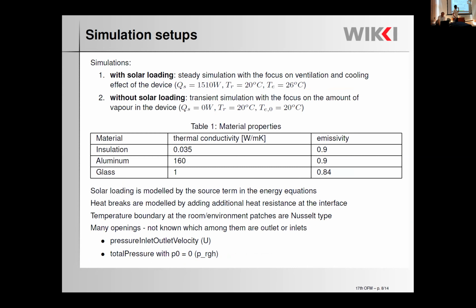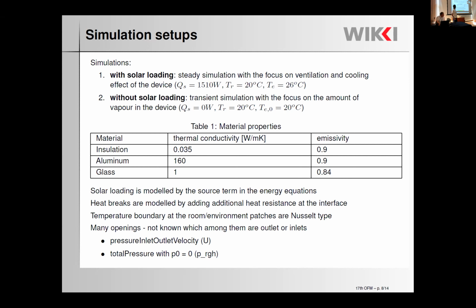When it comes to the simulation setup, I will show you snippets of the results for two different simulations. The first is with the solar loading that is modeled by introducing energy sources. The sum of sources is mentioned here, 1,510 watts, and the room temperature and external temperature for these simulations were 20 and 26. So it's not a very big temperature difference, but it's significant.